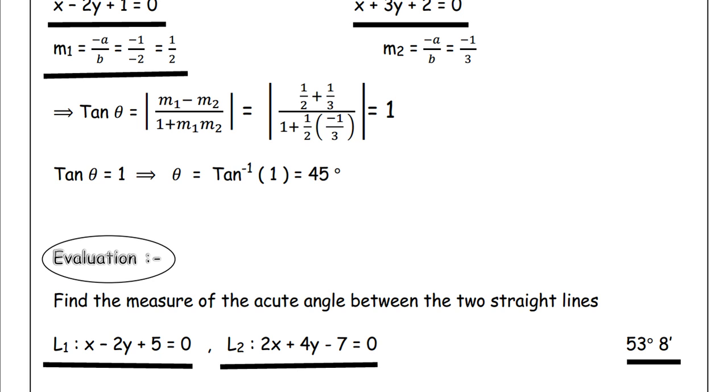The first step is to find the slope of L1. How can we get it? Excellent. Negative a over b. And the slope of the second straight line, negative a over b. Now we have m1 and m2. m1 is the slope of the first, m2 is the slope of the second. And then follow the rule to get tan theta, and then shift tan the answer, you will get theta.